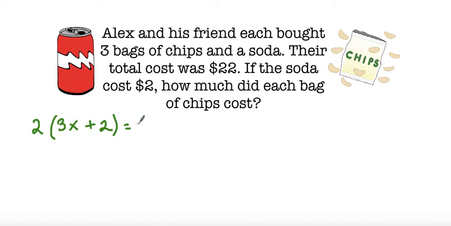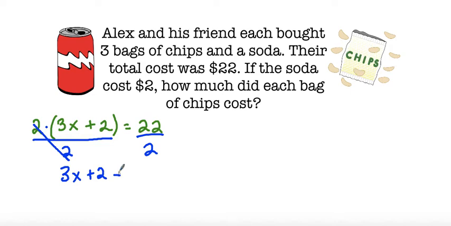So their total cost was $22, and we want to figure out how much each bag of chips cost. So we could do this one of 2 ways. I'll actually do the second approach because I find that to be easier, where this is multiplication and we're going to divide by 2 to cancel this out. If you want to distribute first, you're more than welcome to do so. So divided by 2 here. So now we have 3x plus 2 is equal to 22 divided by 2 is 11.